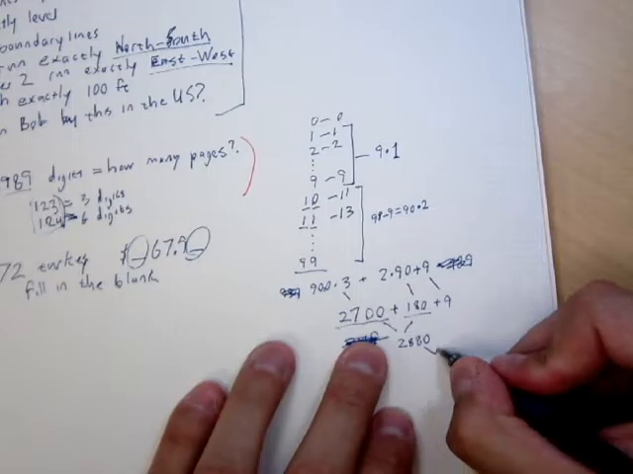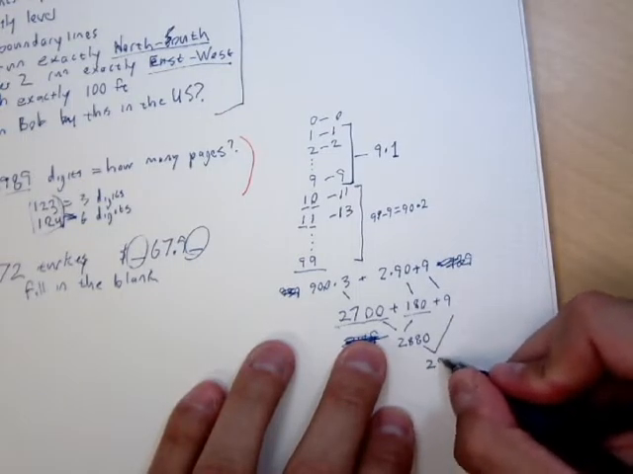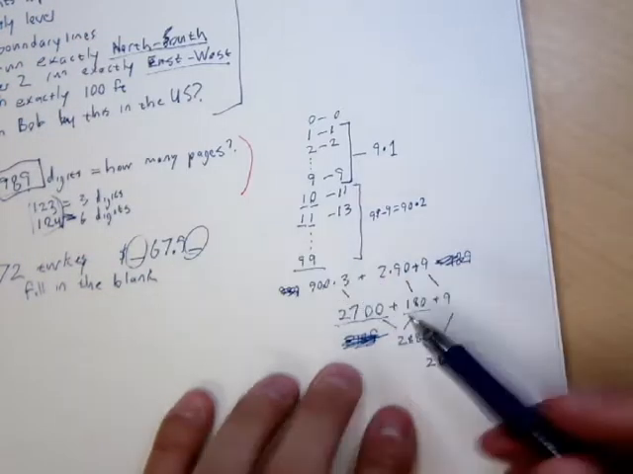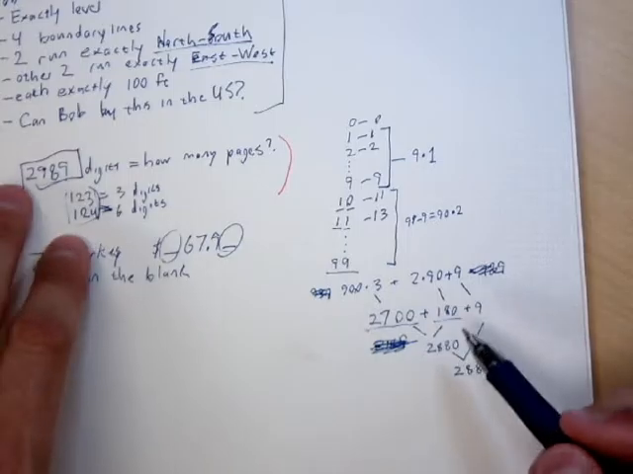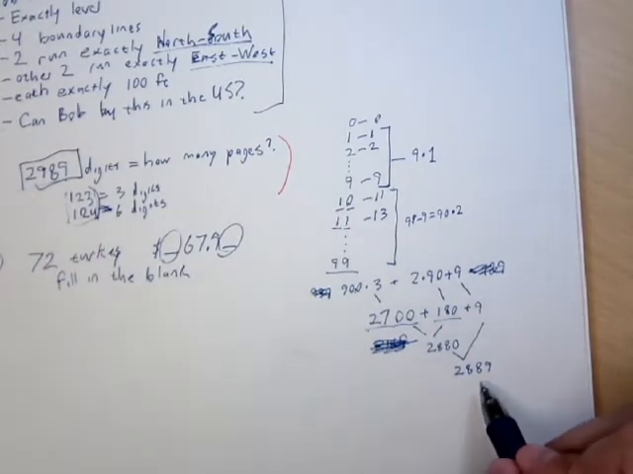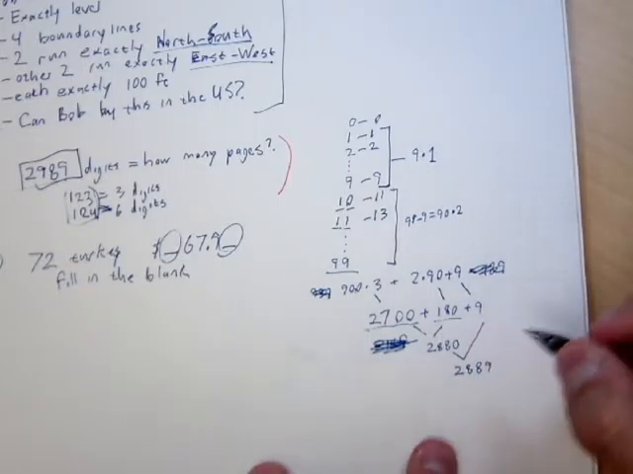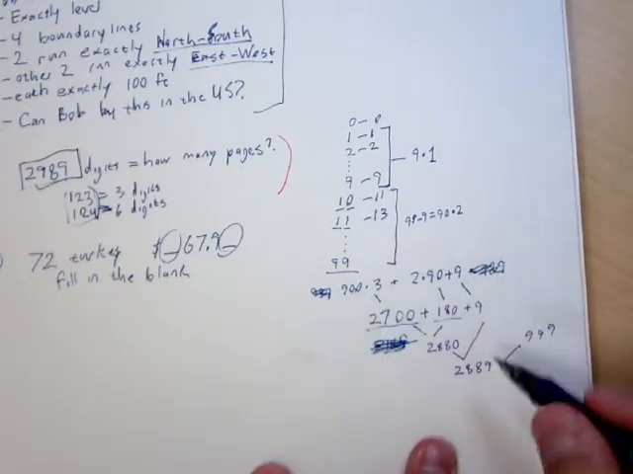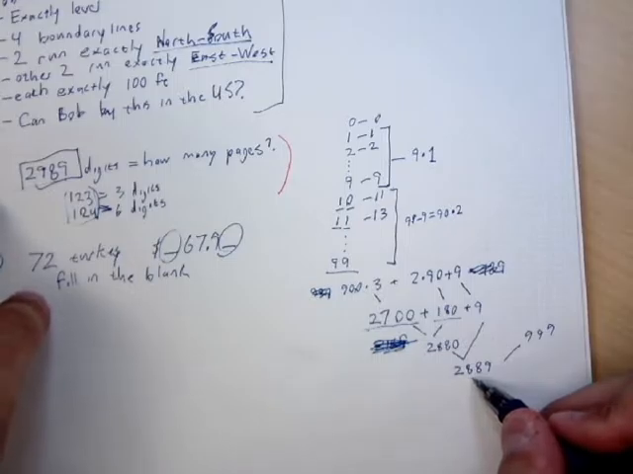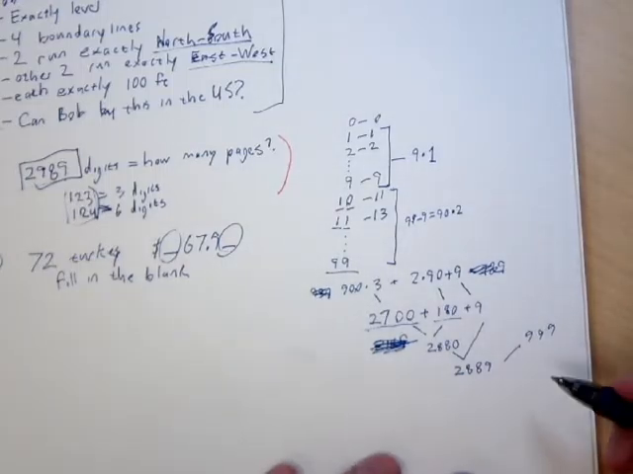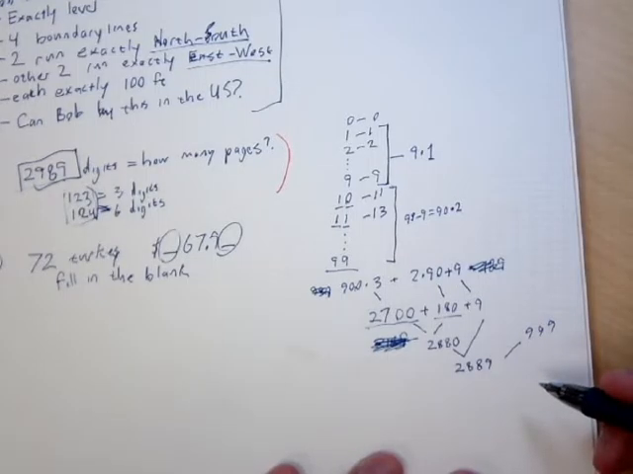And if I add the 9 in, I get 2889. And what I'm looking for is 2989. So with 999 pages, we've gotten 2889. At this point, digits used, 2889 digits used. At this point, every page is going to require 4 digits.